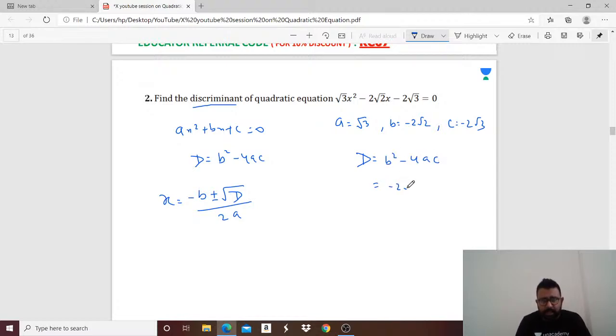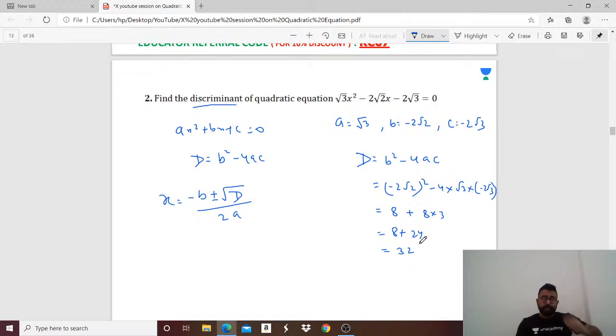So, b square is minus 2 root 2 whole square, that's b square, minus 4 into a. a is root 3 into c is minus 2 root 3. So this is minus minus, this will become plus 4 into 2, 8 into 3, root 3 into root 3 is 3, right? Got it? So this is 8 plus 24. 8 plus 24 is 32. So this is the D. This is a perfect square number.